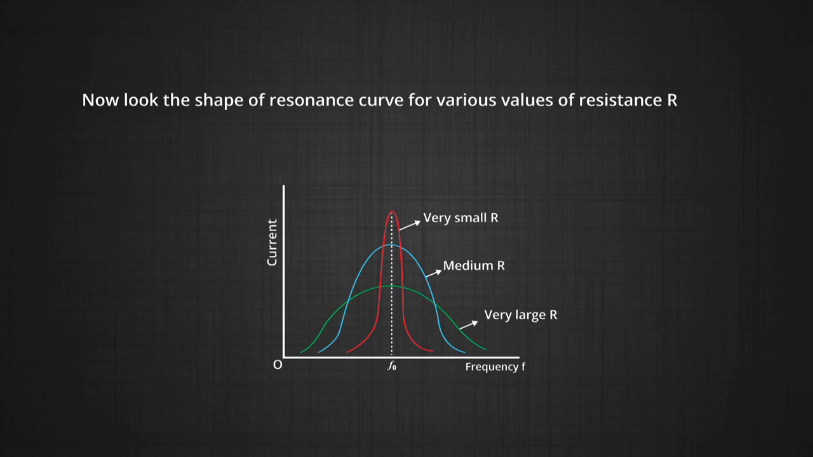Now, look at the shape of resonance at different values of R. As we see in the graph, the lower the value of R, the higher the peak value. If we decrease R, we can say that the sharpness of resonance increases.